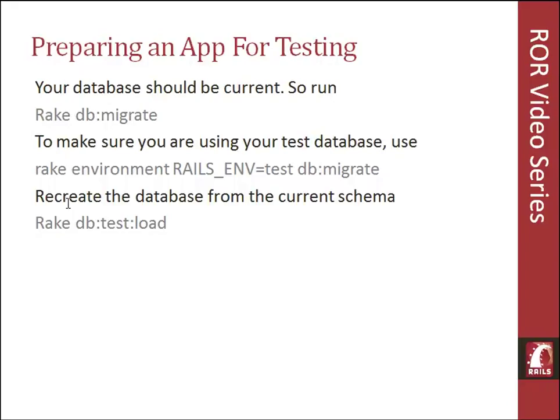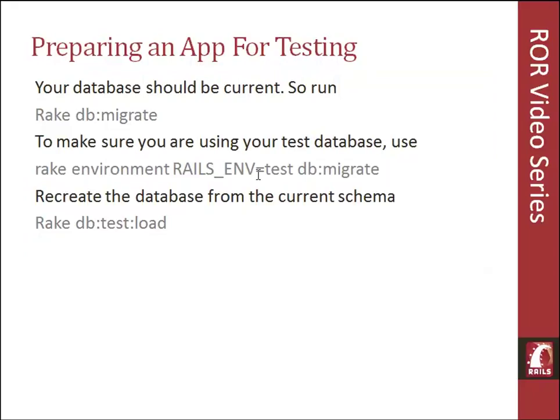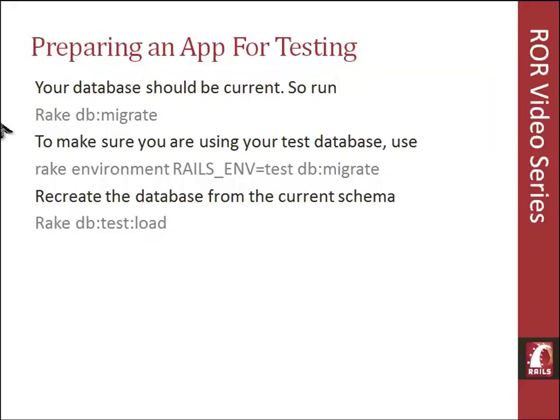You can use the command line as well. If you want to migrate the test database, we can make sure that it's choosing the test database with this command, telling it that the environment we want is test as opposed to development. And then we want to recreate the database from the current schema. This rake command would take what we have in our development database and load it into our test database, because we don't want to mess with the development or the production database when testing.